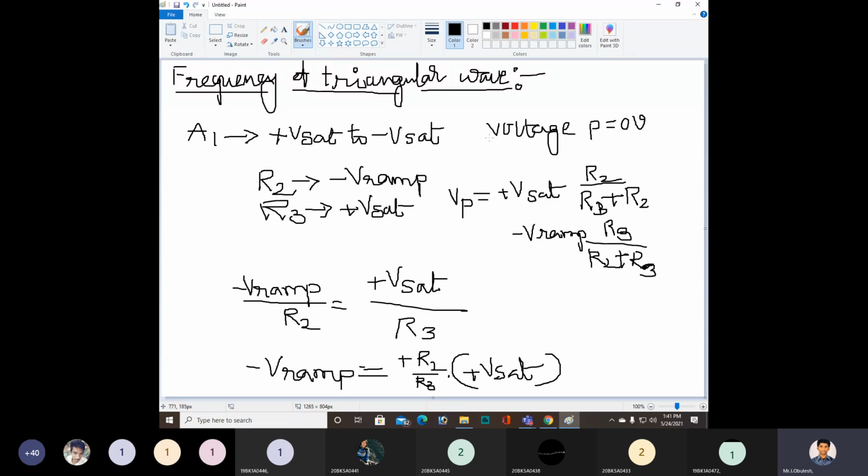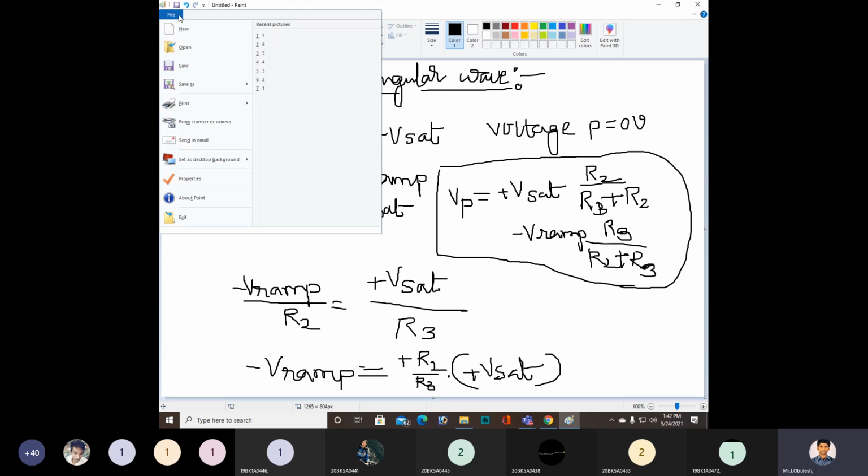You need to do the simplification for this equation. If you substitute the 0 here instead of Vp, then you will get this: minus V ramp is equal to minus R2 by R3 into plus V saturation. Shall I close this slide?